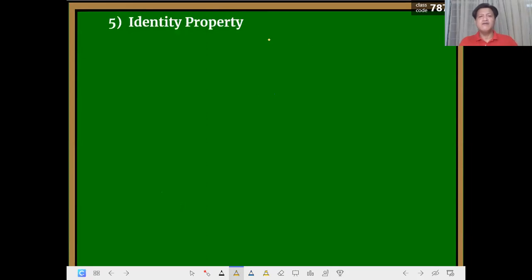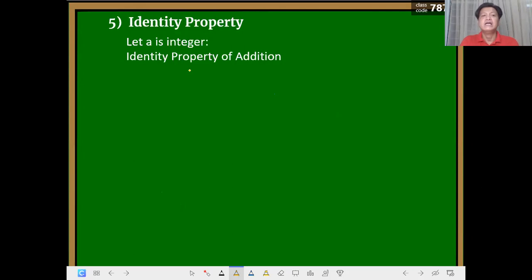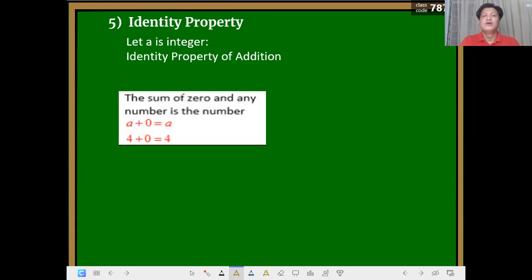Okay, so next we have identity property. Ano naman ang ibig sabihin ng identity property? Let A be an integer. So identity property of addition: the sum of 0 and any number is the number. Ito yung pattern natin. Ano ibig sabihin nito? A plus 0 is equal to A. 4 plus 0 is equal to 4. Ang ibig lang sabihin nito, any number added to 0 is the number itself. Hindi magbabago yung number na inad mo kapag 0 yung ina-add natin.